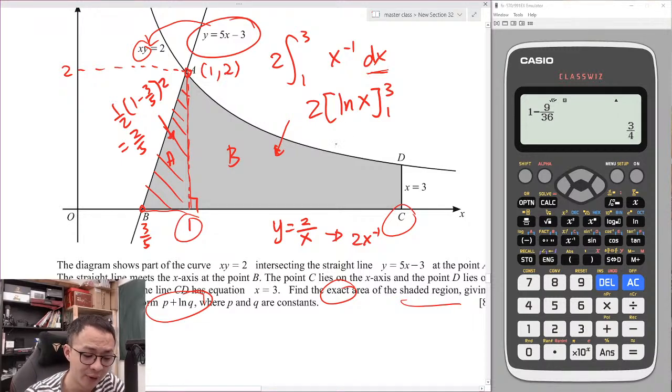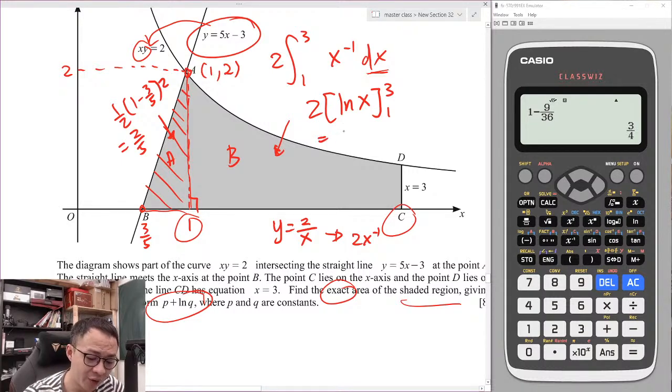A lot of students might ask me, how do I know it's ln x? Because the integration law tells you that whenever you integrate, you need to do the power plus 1. After you plus 1, if you realize the power is 0, that means you need to use ln x. You can see this is negative 1, right? If I do power plus 1, negative 1 plus 1, I get 0. Whenever I get 0, I know I need to use ln x. Just to give you some idea.